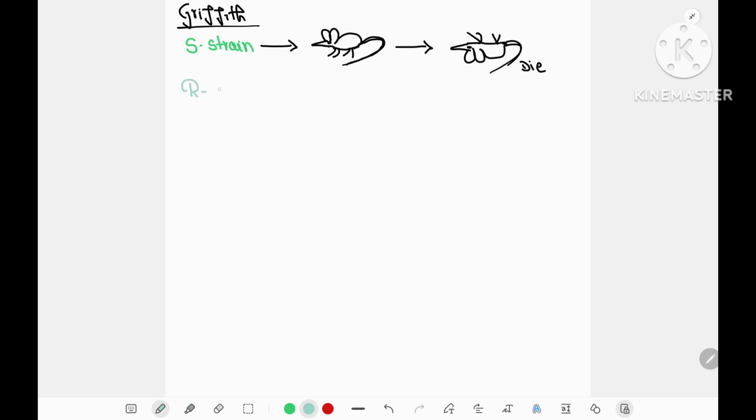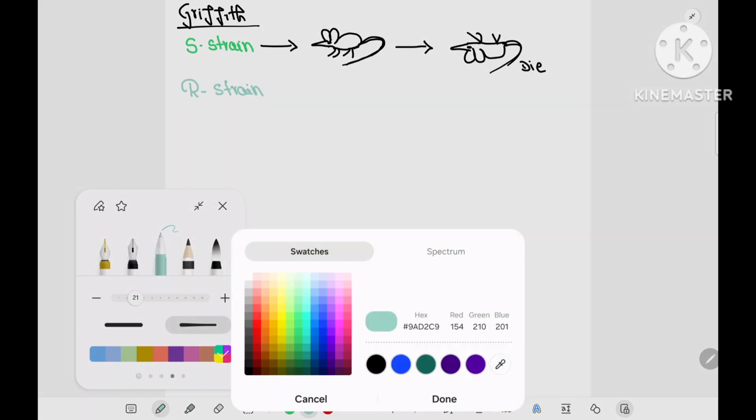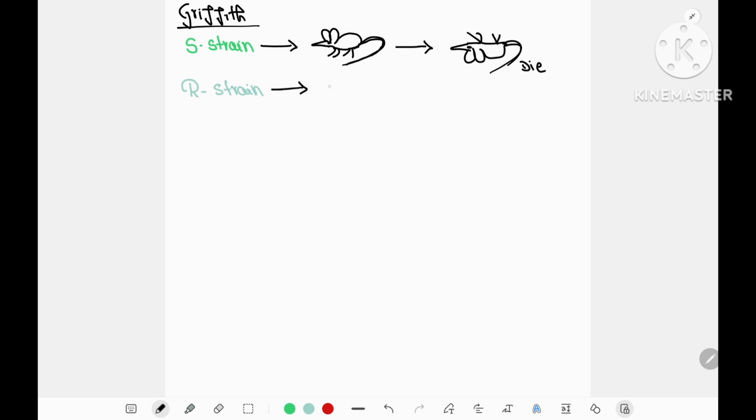In the second set of experiments, he took R strain of bacteria and injected that into mice. Remember, other mice, not the same ones. And those mice did not die; the mice were alive. So you know the reason. S strain has a polysaccharide capsule, which caused the death. R strain does not have a polysaccharide capsule, so that made the mice live.